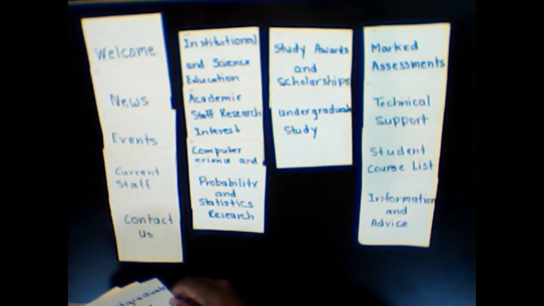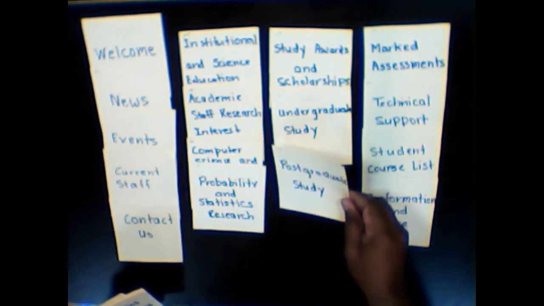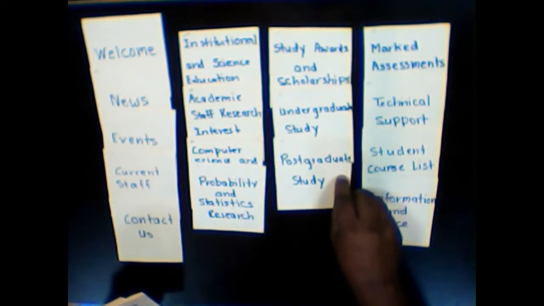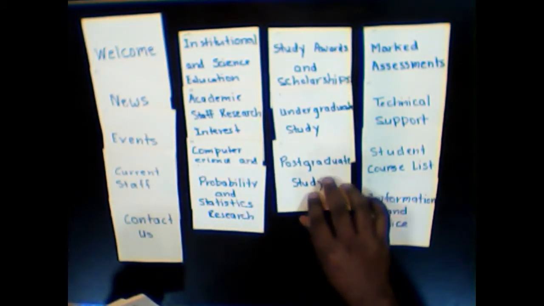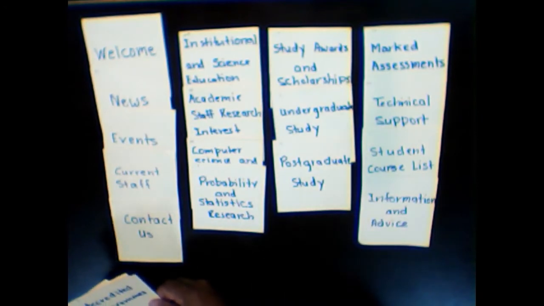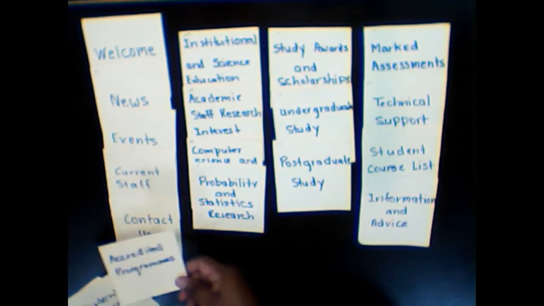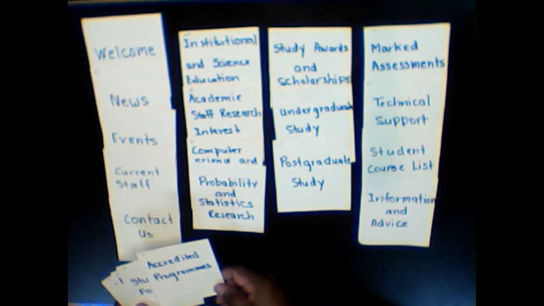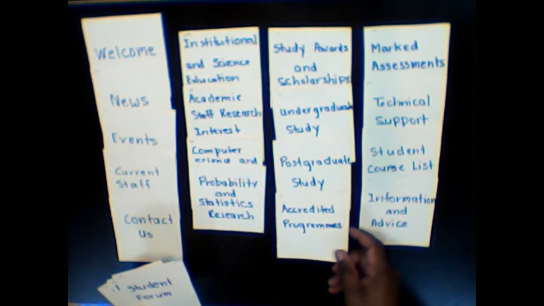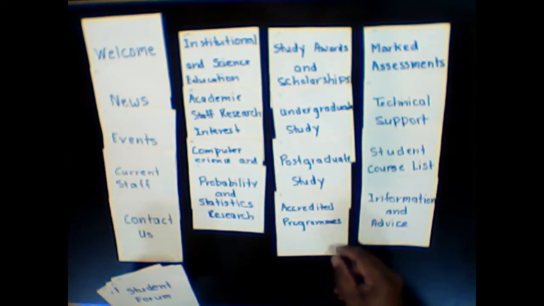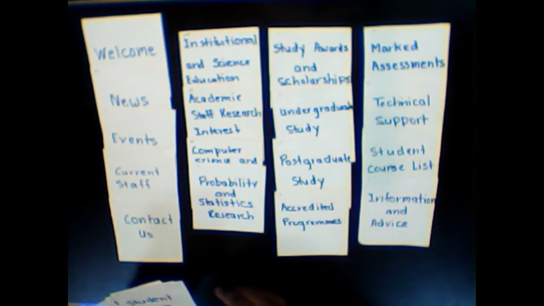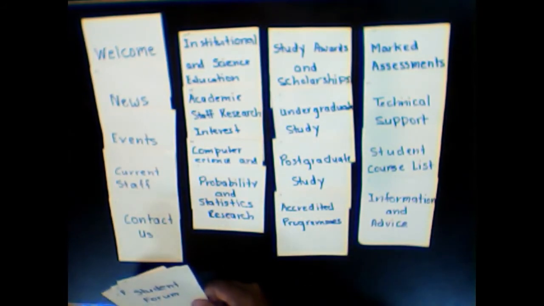Postgraduate study. Okay, I'll group it together with undergraduate study. So this is where they would get information regarding studies. Accredited programs. Okay, I'll group it here. So probably they would go to this place here for programs and scholarships.